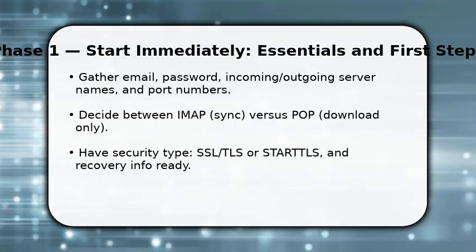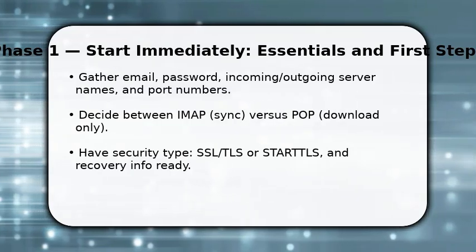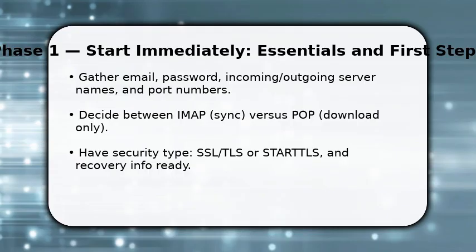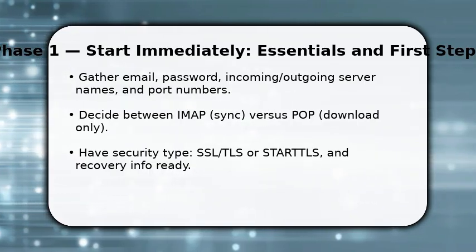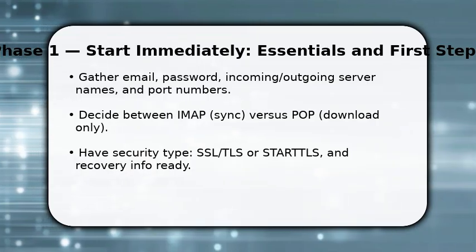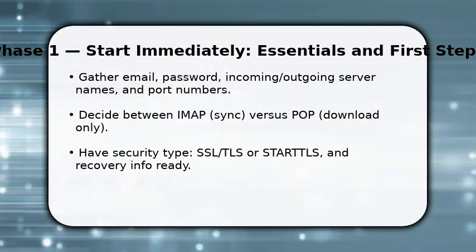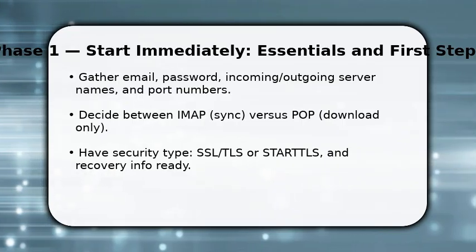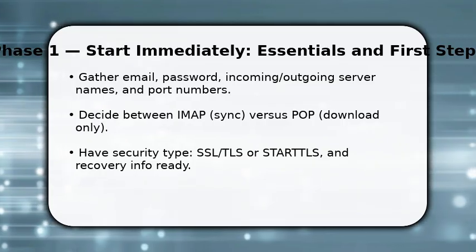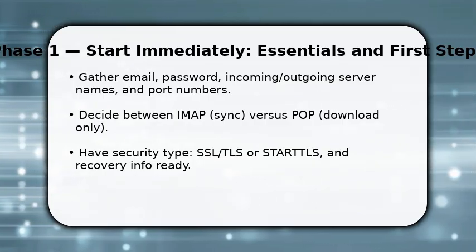Enjoy the video. You start by collecting the essentials: email address, account password, and exact incoming and outgoing server names. Once done, choose IMAP if you want messages synced across devices, or POP if you prefer local downloads. Make sure you note port numbers and the security type, SSL/TLS or STARTTLS, because mismatched settings cause failures.